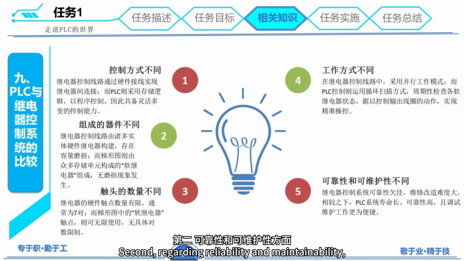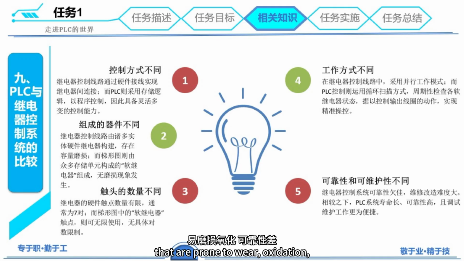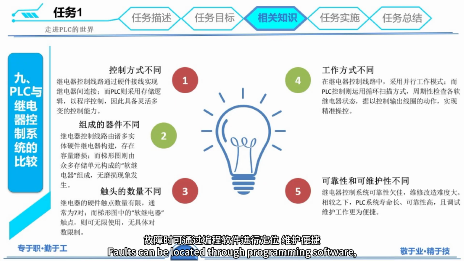Second, regarding reliability and maintainability, relay control systems have many mechanical contacts that are prone to wear, oxidation, and have poor reliability. Troubleshooting and maintenance are difficult. Conversely, PLCs have no mechanical contacts. They use industrial-grade components and have high reliability. Faults can be located through programming software, making maintenance convenient.